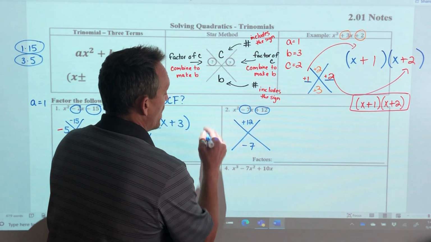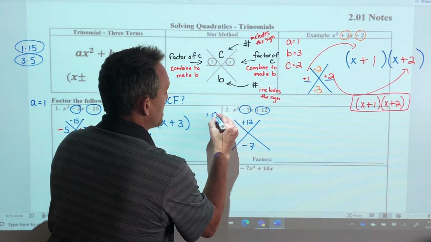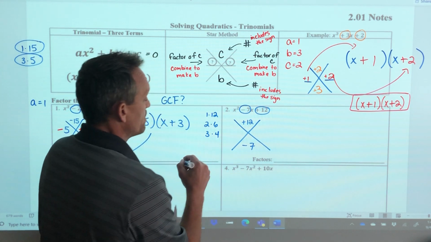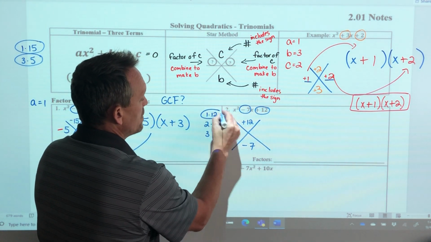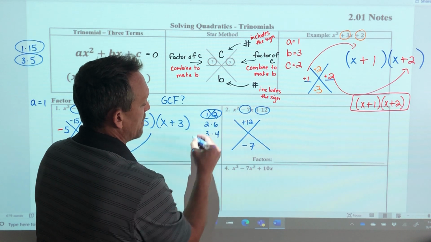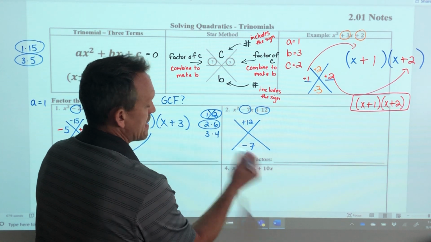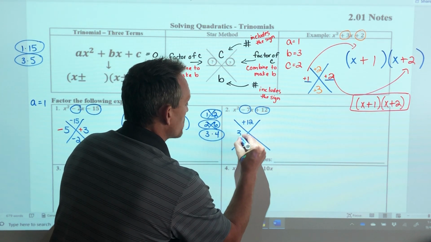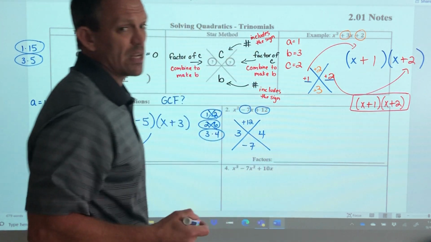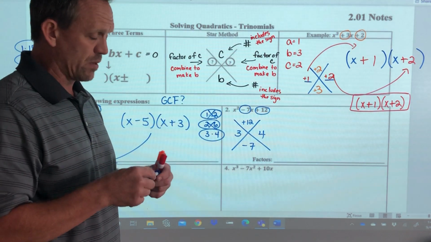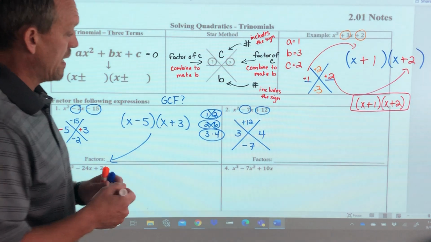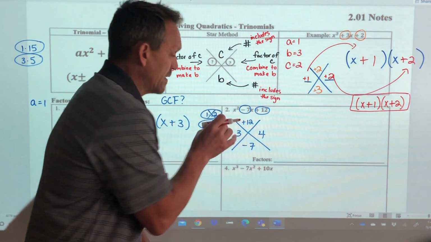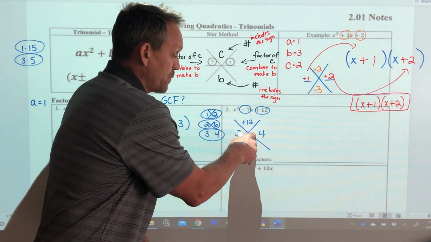I need factors of 12. The factors of 12 are 1 times 12, 2 times 6, 3 times 4. Are there any 1 and 12? No way it's going to give me my 7. 2 and 6, can't combine that in any way to give me 7. 3 and 4, absolutely. So I got 3 and I have 4. Doesn't matter which side you put them on. You can put 4 on this side, 3 on the other side. Doesn't matter. So the question now is, I need 3 and 4 to multiply together to give me positive 12. Well, 3 times 4 gives me 12.